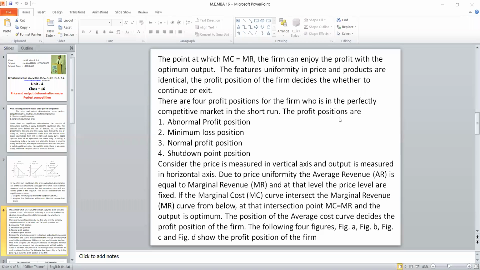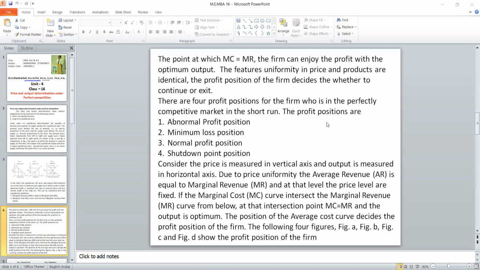So as far as perfect competition is concerned, price is already uniform, with homogeneous products and free entry and exit of firms. Only by profit position are we determining the price and output. There are four different profit positions. One is abnormal profit. Second one is minimum loss position. Third one is normal profit. And fourth one is shutdown point position.